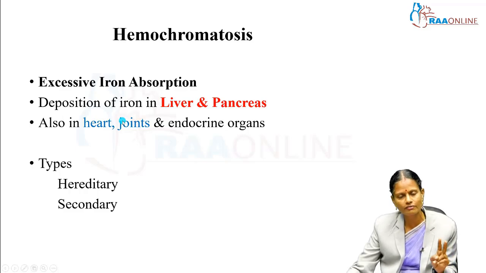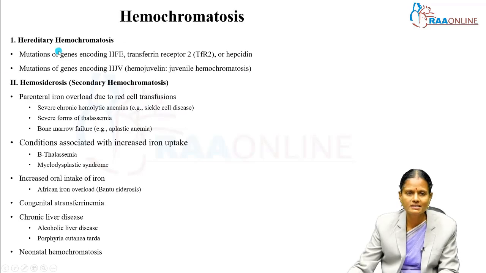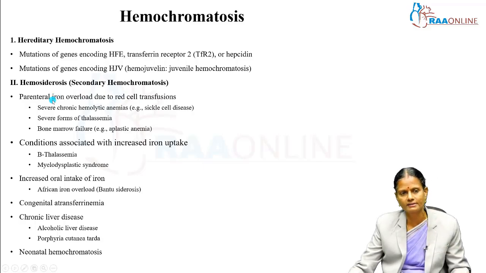We have two types of hemochromatosis: hereditary and secondary. In hereditary hemochromatosis, there are mutations of genes encoding HFE, transferrin receptor 2 or hepcidin. Another type has mutations of genes encoding HJV, which is hemojuvelin, which produces juvenile hemochromatosis. Secondary hemochromatosis can be due to varied etiological factors.